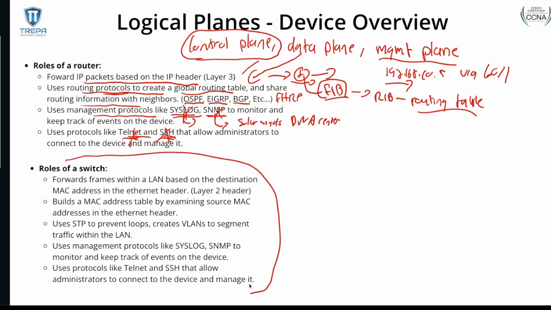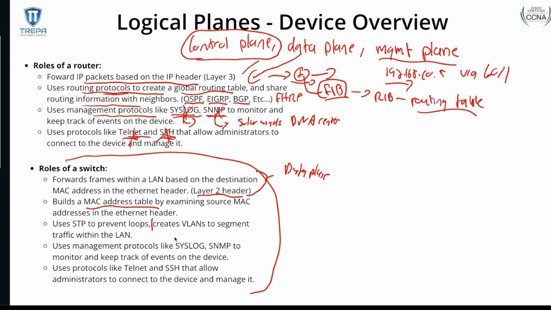Now, going over the role of a switch. It's going to be the same thing, guys. A switch, instead of layer 3, it's layer 2. It forwards based off the Ethernet header, the source and destination MAC address. It builds a MAC address table by examining source MAC addresses in the Ethernet header, and then it uses STP to prevent loops. It creates VLANs to segment traffic, and all this stuff, right? It's going to be the same thing. So this right here, this is also the data plane.